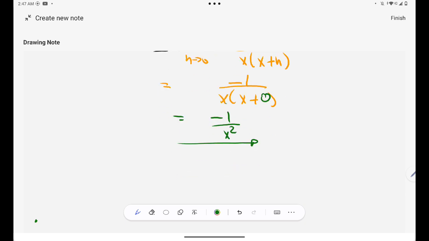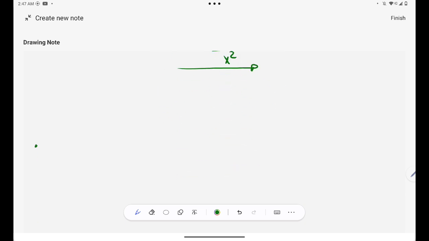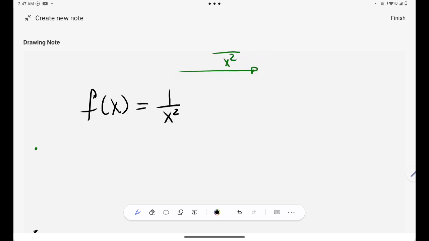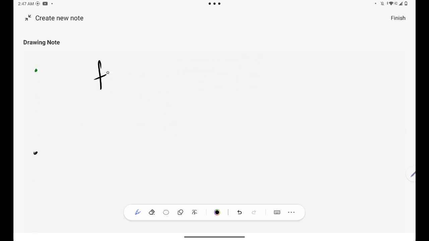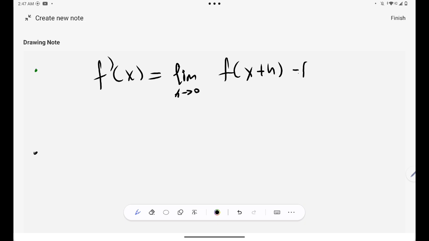Let's do another one. f of x is equal to 1 over x squared. Same thing applies, yes? Limit as h approaches 0 of f of x plus h minus f of x all divided by h. What do I get?